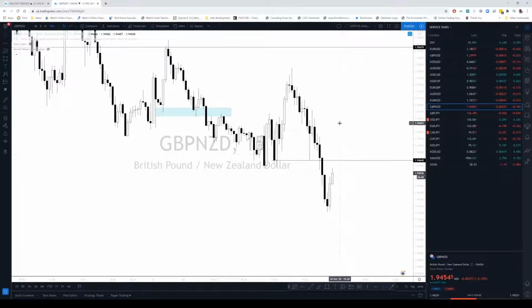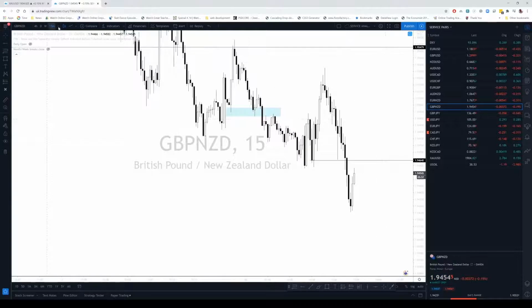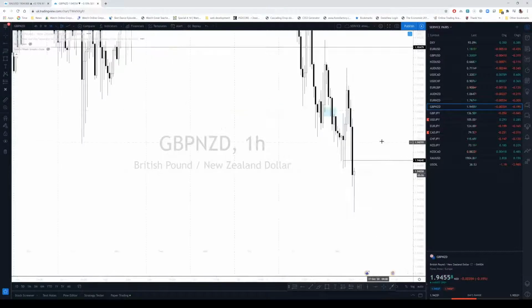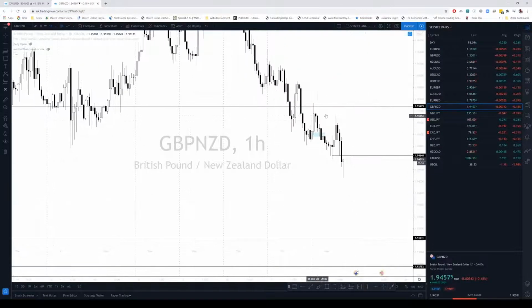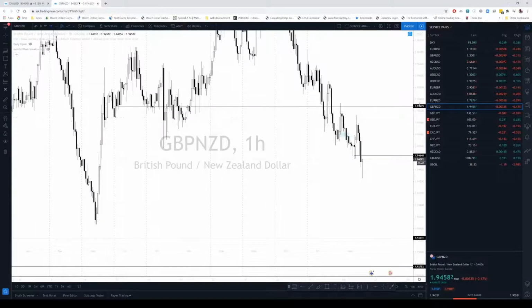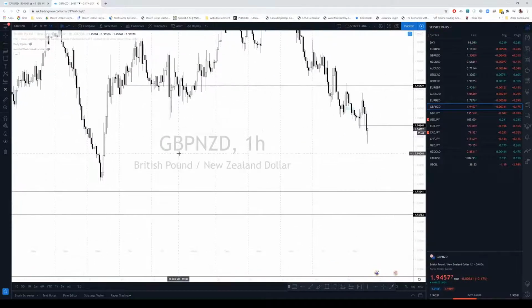We can look at that area to send price down again. On the higher time frame, I don't see any breakers on there, but on the lower time frame it does. So you could look for a continuation to the downside.